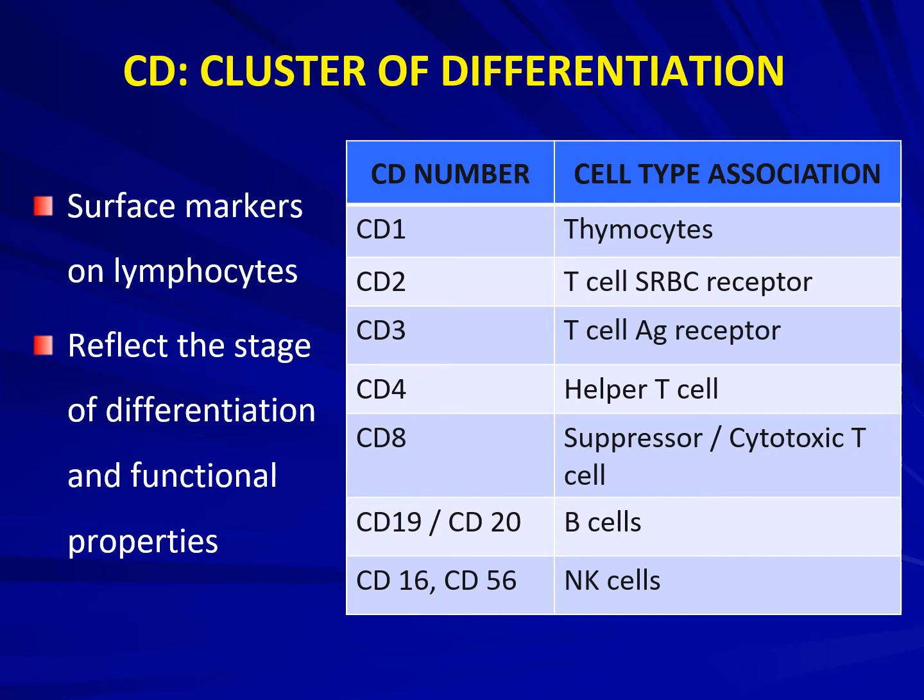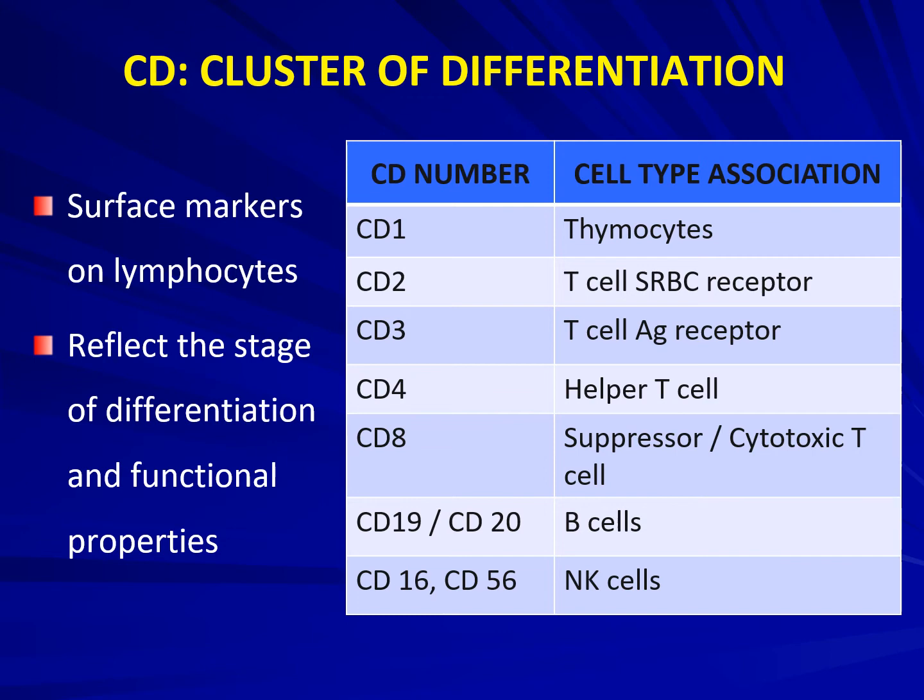CD1 is always used for thymocytes. CD2 is T cell SRBC receptor, that is a sheep RBC receptor. CD3 stands for the T cell antigen receptor, wherein the antigen comes and binds on the T cell. CD4 is always for the helper T cell. CD8 is for the suppressor or the cytotoxic T cell. It is also called CD4 cell or CD8 cell sometimes.